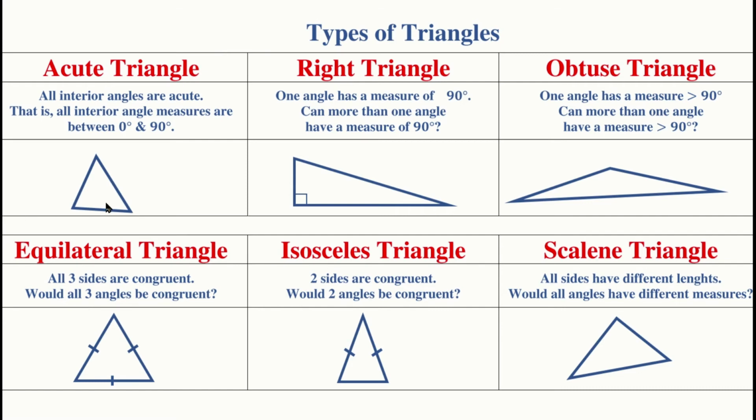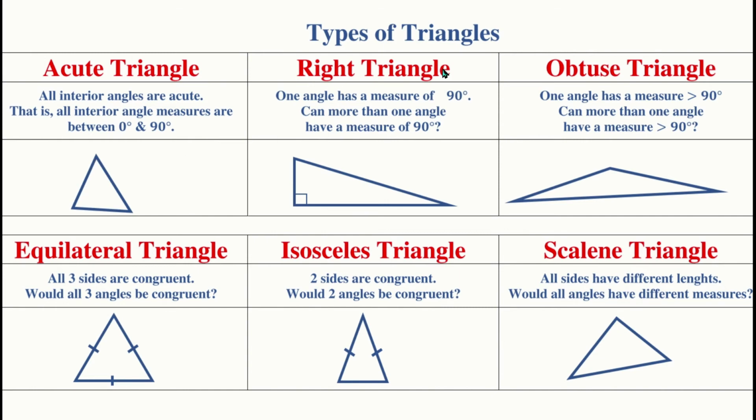An acute triangle is one for which all three interior angles are acute. And remember what that means. That means they have measures between 0 degrees and 90 degrees. Notice that all three of those angles are somewhere between 0 and 90 degrees.